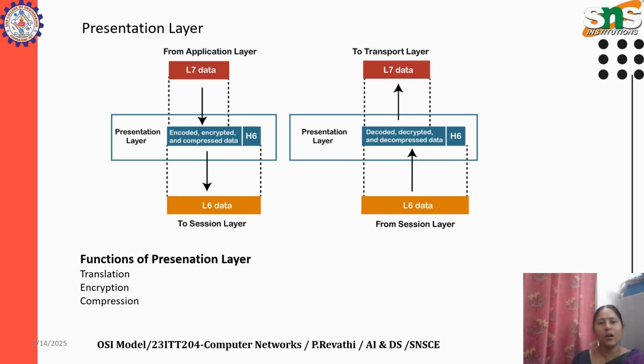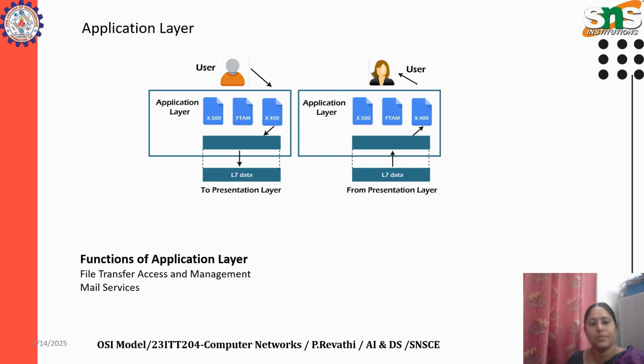Next one is application layer. The application layer serves as a window for users and application processes to access network services. It handles issues such as network transparency, resource allocation, etc. An application layer is not an application, but it performs the application layer functions. This layer provides the network services to the end users.